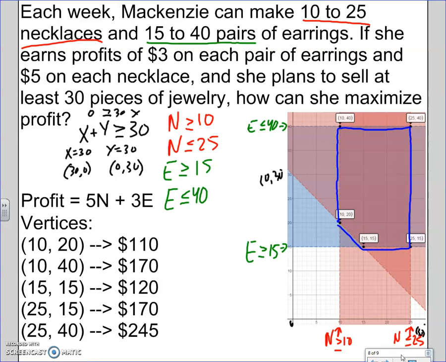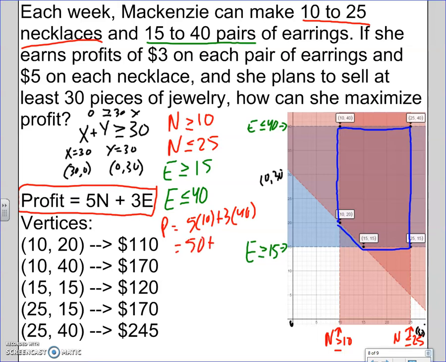So I'm going to pick one of those points and plug into some equation. The equation happens to be our profit equation right here. So again, she earns $5 for every necklace and $3 for every earring. If I pick 10, 40, I plug it in, I do 5 times 10 plus 3 times 40 for a profit. Well, that's 50 plus 120. That gives me 170. That's where this number comes from. All right, now, is that the highest? Maybe. I'm going to plug in a different point.